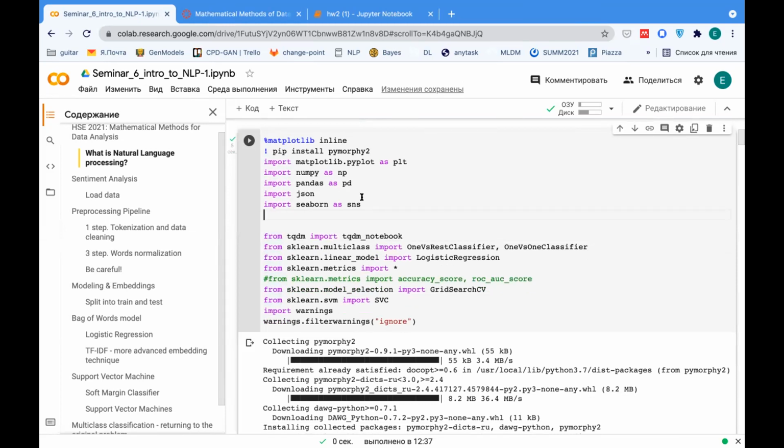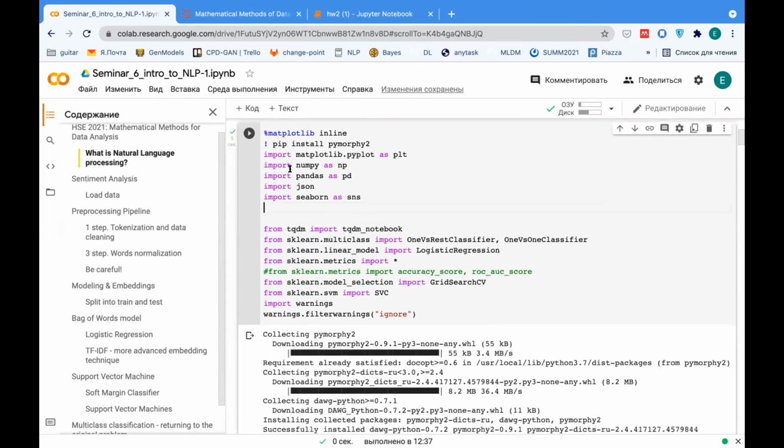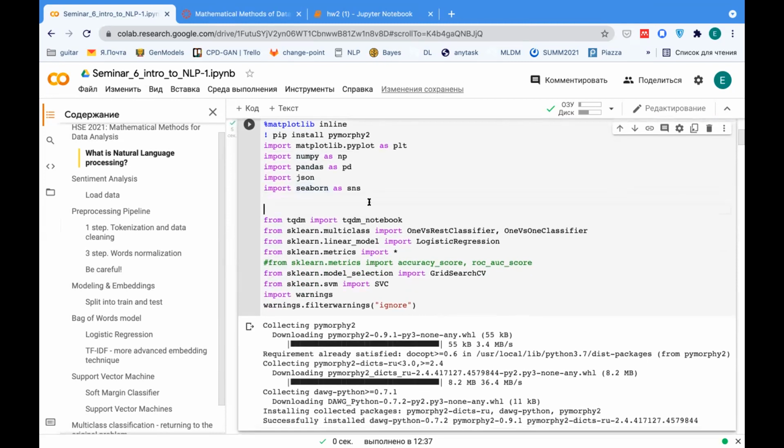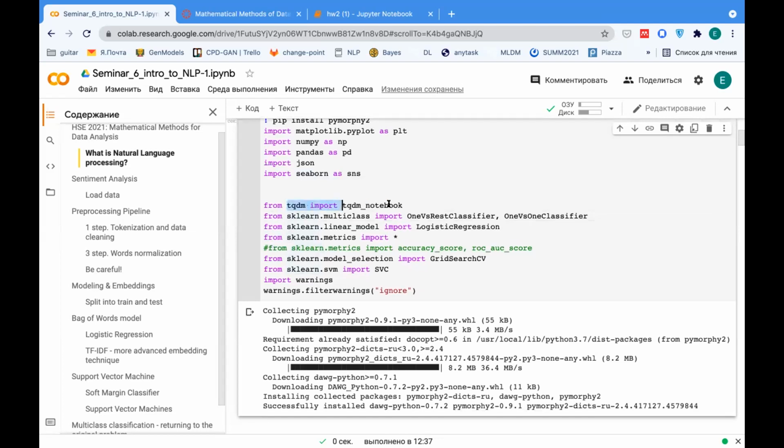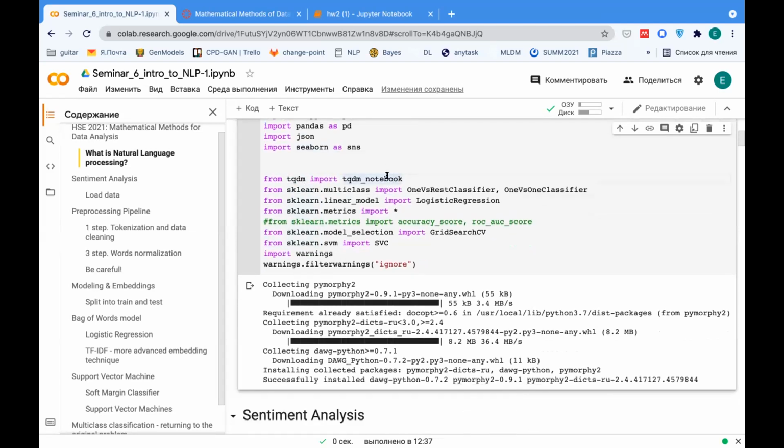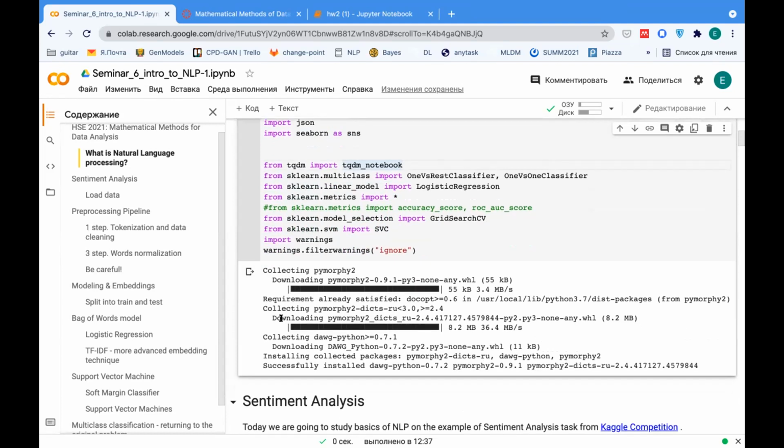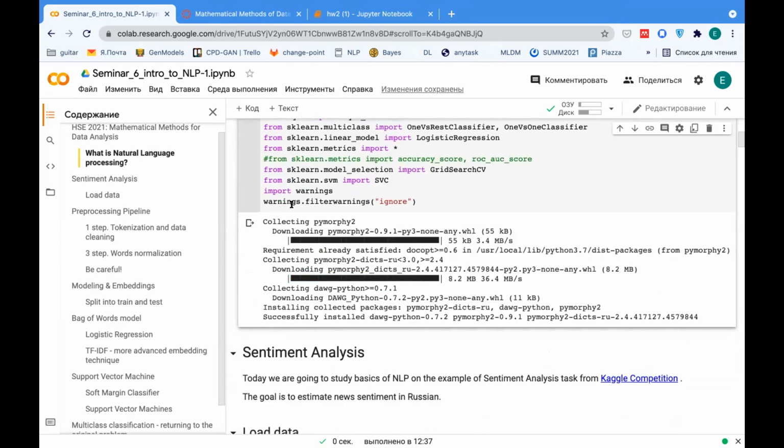We don't have a lot of new ones, I guess. We have again NumPy, pandas, Seaborn, and so on. Also, we have some libraries for classification. Also, we use tqdm. It's a very good thing that helps you show progress bars like this. We will see it next.